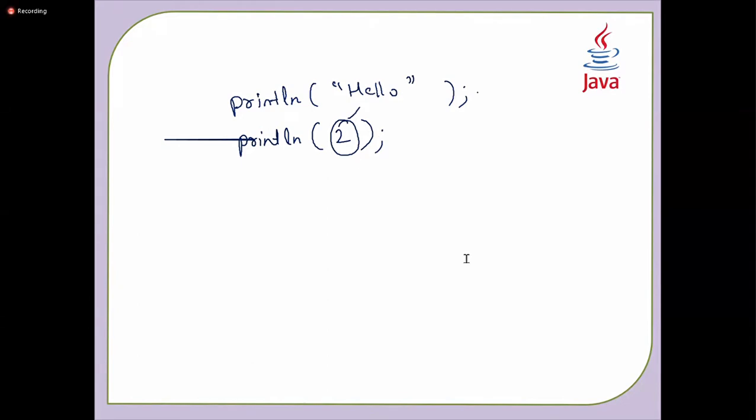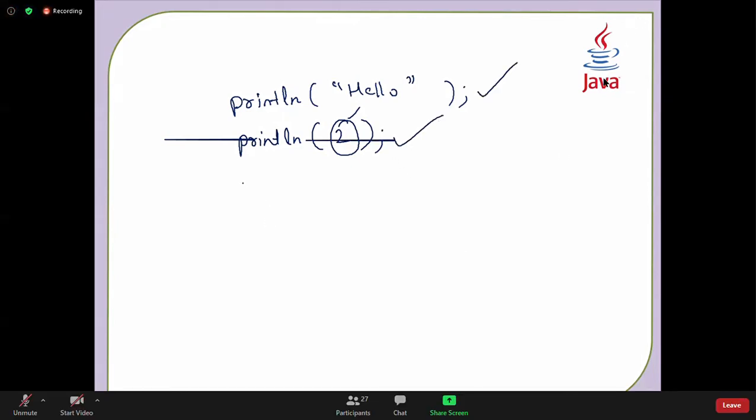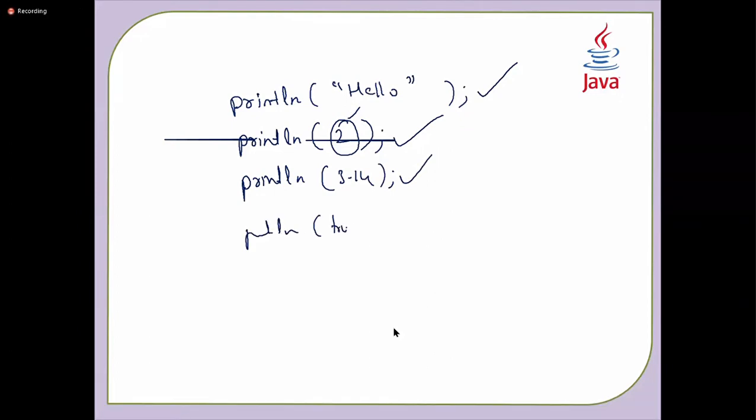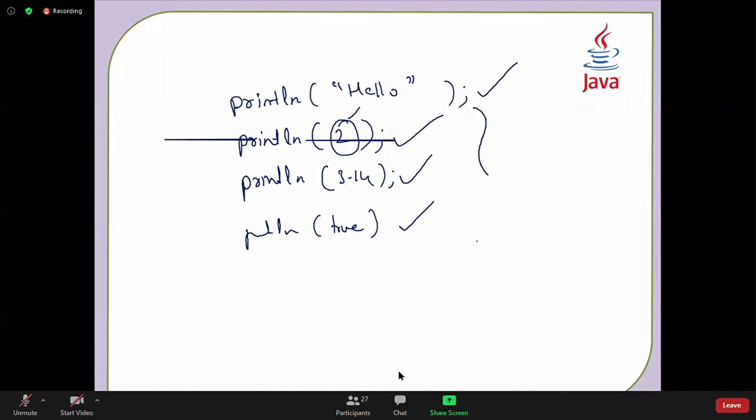Actually, both are perfectly valid. There is no issue at all. I can also say println 3.14. This is again a valid statement. And again, I can say println true, and it will again be a valid statement. So all these are valid statements in Java. How or why will it be a valid statement in Java?